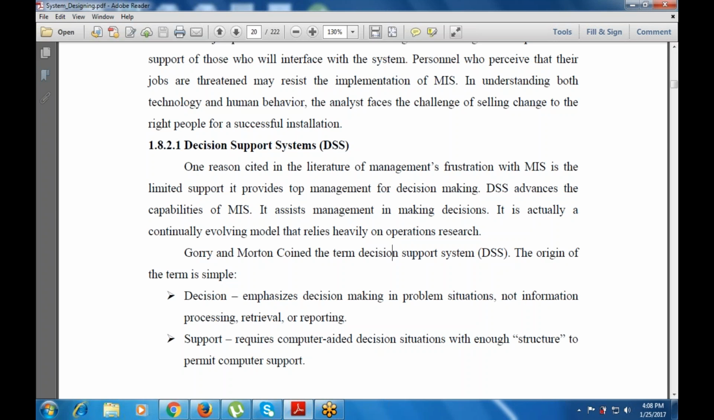So this also requires computer-aided design situations with enough structure to permit the computer support. That means the full form of DSS is that decisions are taken with supporting material, a support material that requires a computer-aided decision situation with enough structure to permit computer support.